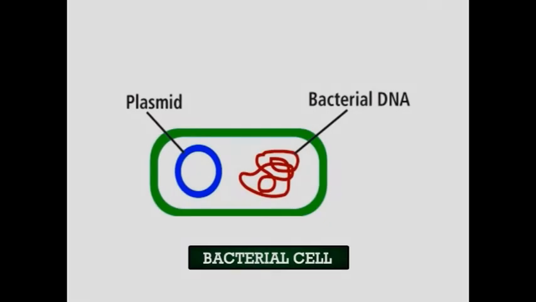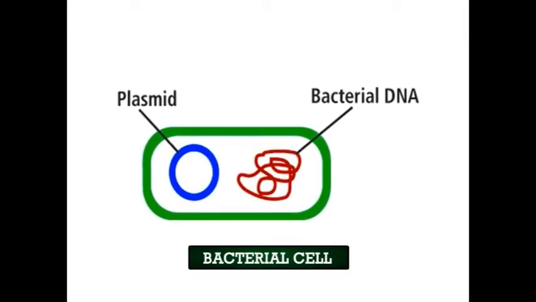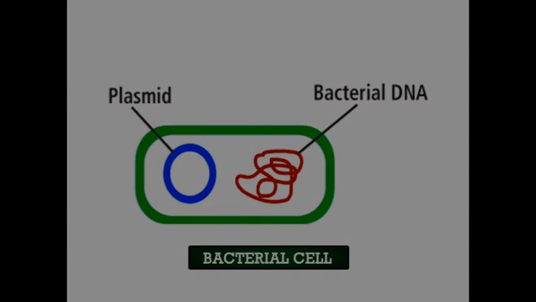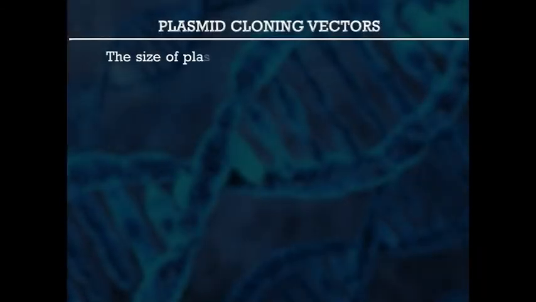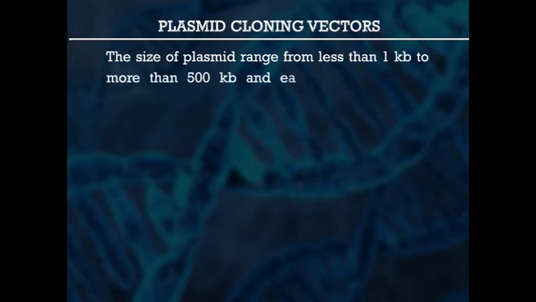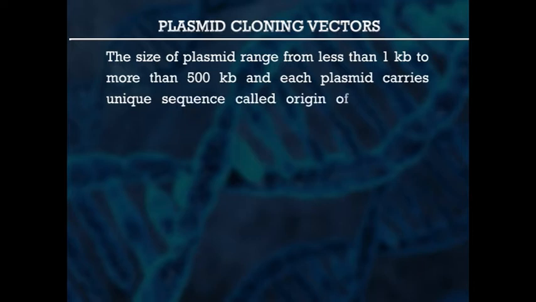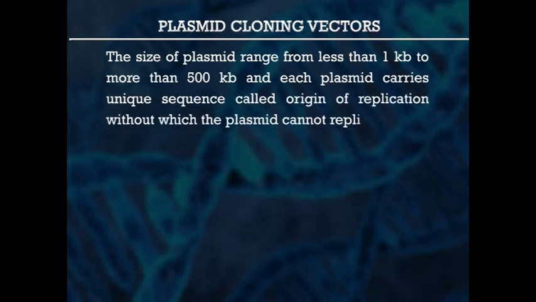Now we have plasmid cloning vectors. Plasmids are extrachromosomal, double-stranded, circular DNA molecules present in bacteria. The size of a plasmid ranges from less than 1 kb to more than 500 kb, and each plasmid carries a unique sequence called the origin of replication, without which the plasmid cannot replicate in the host cell.